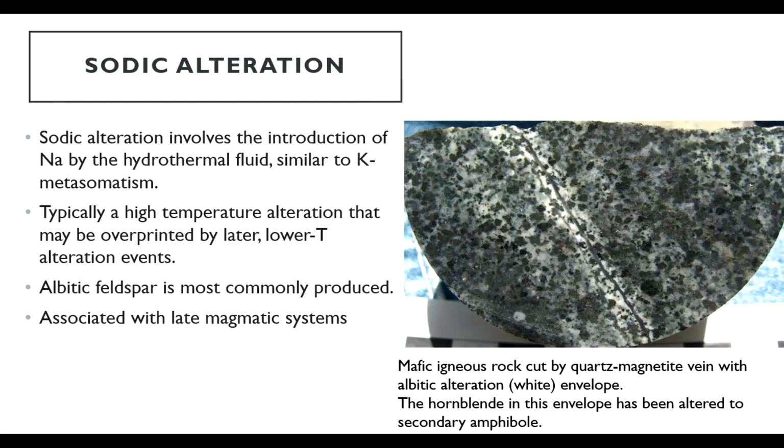Okay, sodic alteration, less common. It's not one of the prominent sort of classifications, I guess. And it's very similar to potassic, but instead of potassium, we have sodium. Okay, so in this mafic rock, we have a vein. In this case, it's quartz magnetite, but albite is replacing the feldspars in that selvage. So they might have been calcic, so the sodium replaces the calcium in the feldspar. So it's a sort of like-for-like substitution.